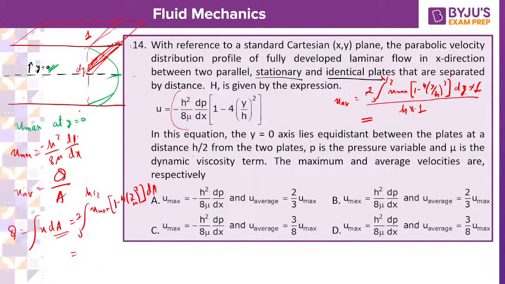Which is nothing but 2 by 3rd of u max. This is simply an integration. If you integrate with respect to dy from 0 to h by 2, you are going to get 2 by 3rd of u max. U average will be 2 by 3rd of u max. This is simply calculative. It looks like a big question, but it is more or less mathematics only. Not much fluid mechanics is involved.